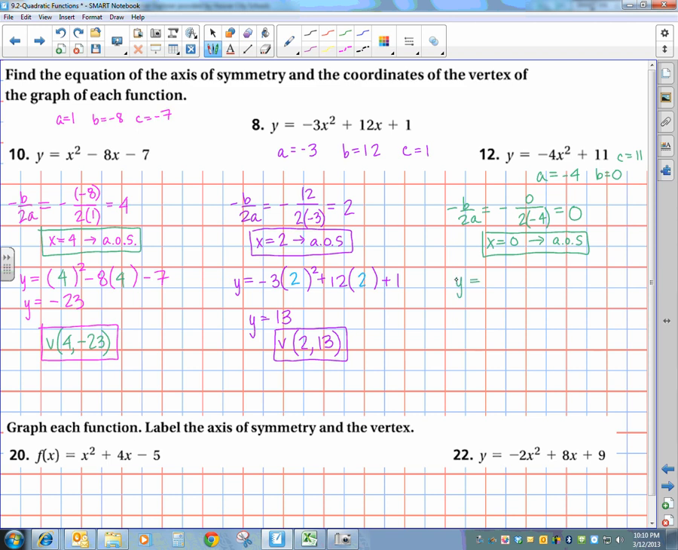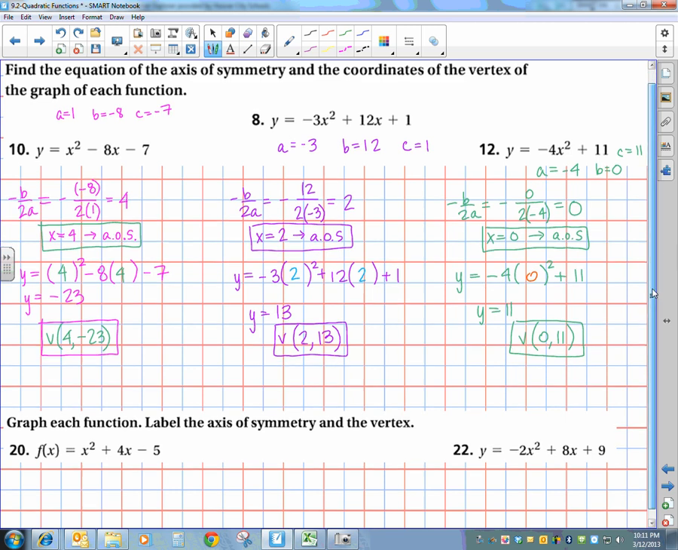And when I come down to the equation and I plug in -4 times x squared plus 11, what am I going to plug in for x? I'm going to plug in 0 for x. Anything times 0 is 0, so that means that the y-coordinate of my vertex will be 11. So when I write my vertex, I have 0, 11. Okay, so there's some examples of finding your axis of symmetry and coordinates of your vertex.